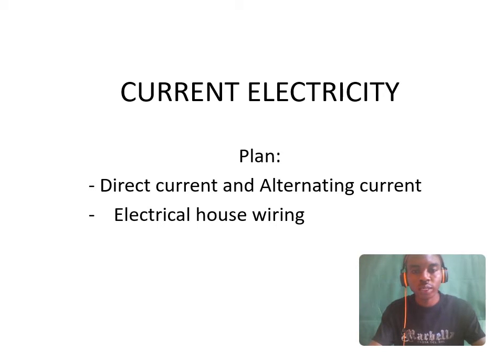Today we're going to look at direct current and alternating current. Next week we are going to see if we can go through the work. But today we are going to look at just direct current and alternating current.